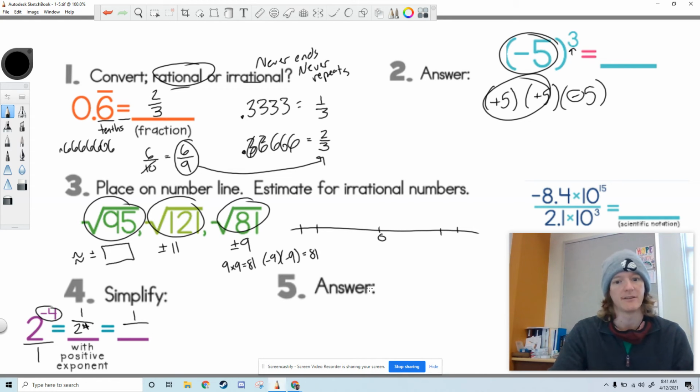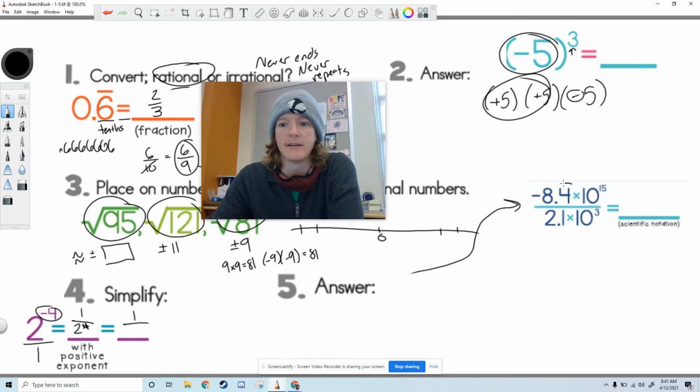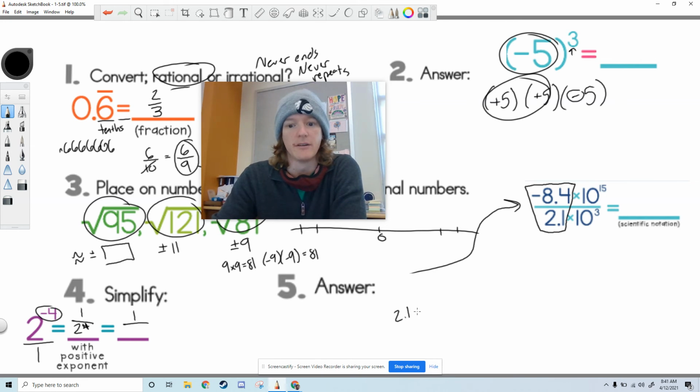Number 5, we've got a scientific notation division problem. And this problem is kind of crazy. I put it up here so we can have a little extra room. However, it's not as crazy as it looks. We're going to break this into 2 parts. We're going to divide this section. Well, negative 8.4 divided by 2.1, that's actually going to give us a good number because 2.1 times 4, well, 2 times 4 is 8. 1 times 4 is 4. So that's our good number. So our answer here is just going to be -4.